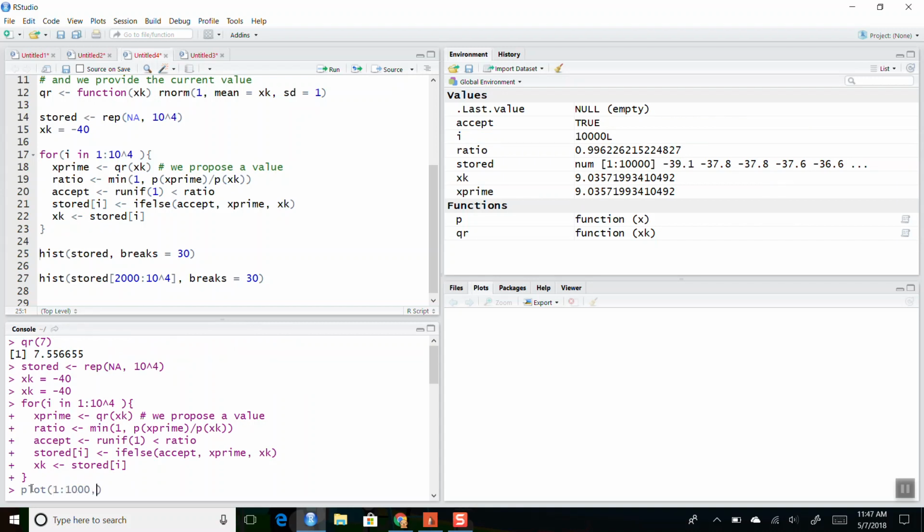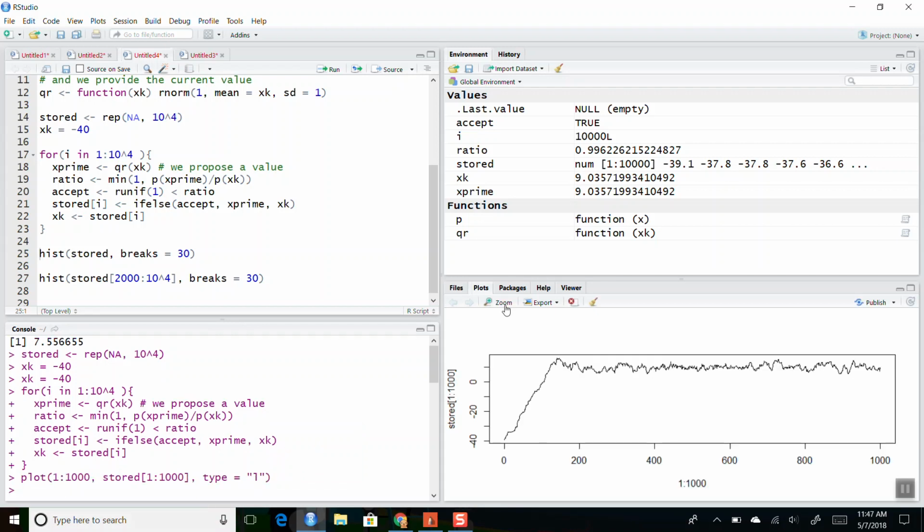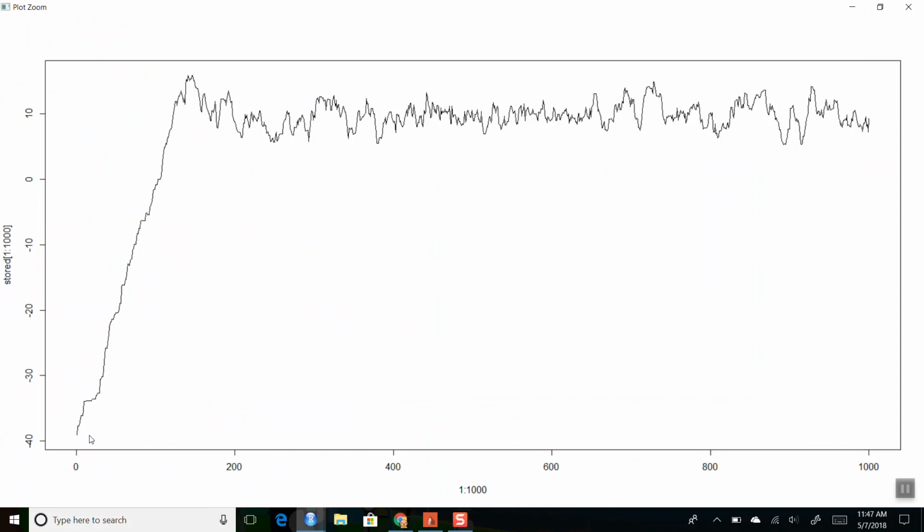All right. Let's just plot and see what this looks like. So let's look at the first 1,000 values of stored. All right, and this is what we see: in the beginning I'm starting off at -40, and if I propose a terrible value, remember, the region that we want is around 10, from like 6 to 14-ish or something like that. If I start off at -40 and I propose like -41, then the ratio of -41 versus -40 is going to be small, and I won't accept it.